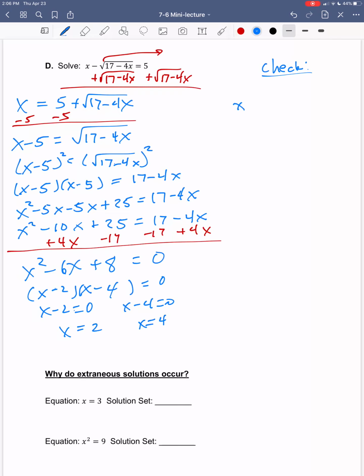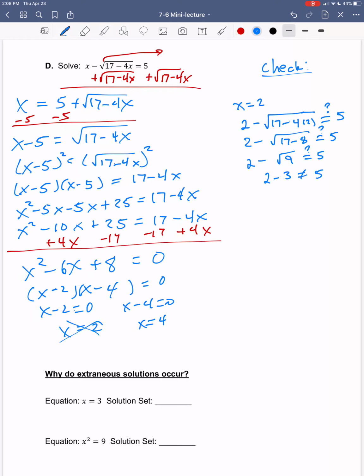So if I check x equals 2, I plug 2 in for x up here. So x minus the square root of 17 minus 4x is supposed to be 5. 17 minus 8. So 2 did not check.